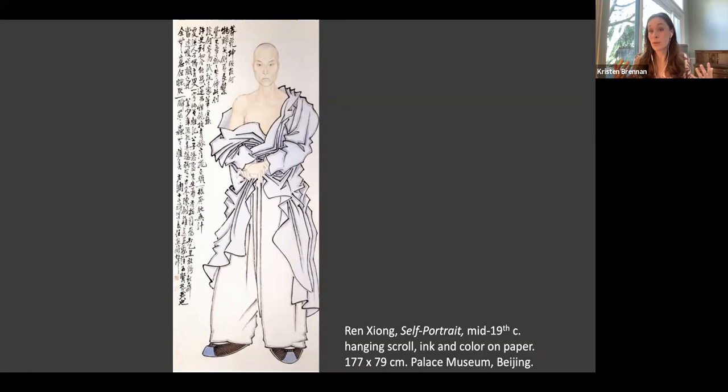Here, Ren Xiong, as a professional artist, is able to do all of those things in one painting. And so this is also showing his skill as an artist. He's kind of conveying that to the viewer. He's able to do all of these things. He's got very shaded details on his face, and very expressive forms and lines on his body.